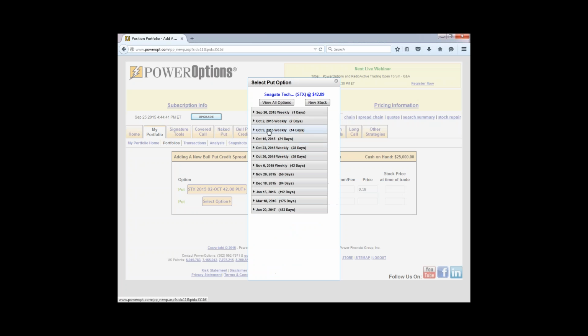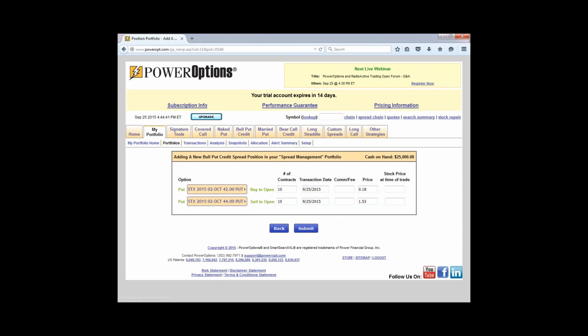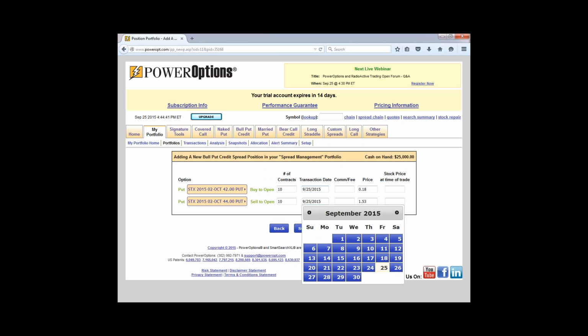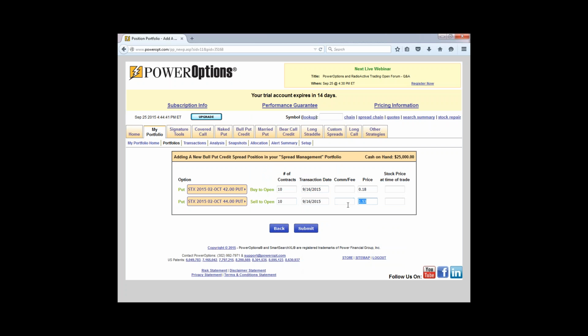Now, let's say that we were lucky enough to be aggressive, and during the trading day, we were able to sell to open the October 44 put. I'm going to change the dates here on both these to September 16th. All right, no commission, and I got to change my price to what I would have received, 0.28.